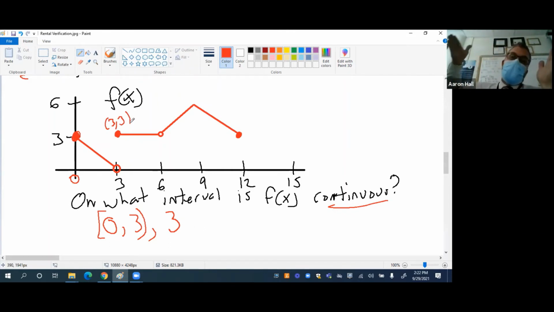I'm trying to identify where the graph is continuous, and remember, the non-rigorous definition of continuous is drawing a curve or a line without lifting up your pen. Once you lift up your pen, then it's no longer continuous, right? So when I say on what interval is f of x continuous, I want to talk about where it looks like the pen was not lifted up. So from 0 to 3, for this interval right here, it looks like the pen wasn't picked up.